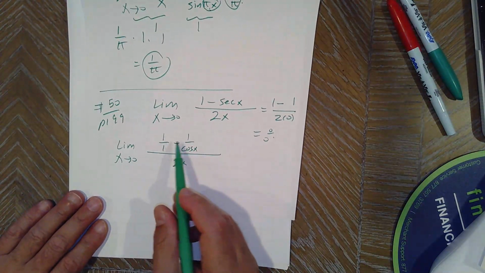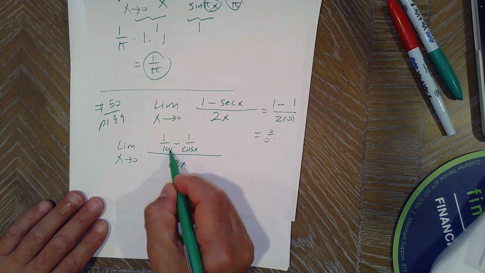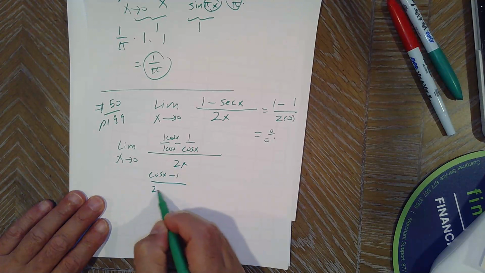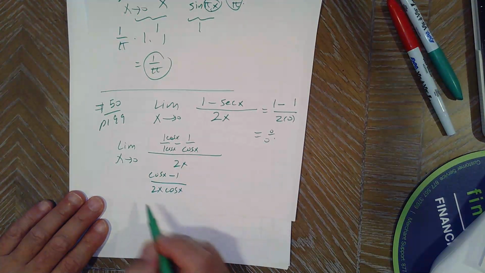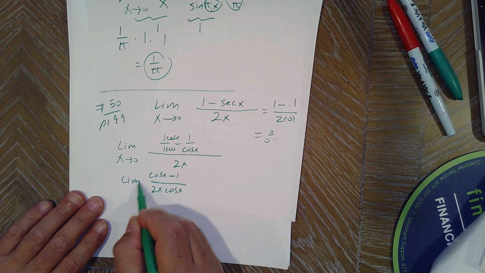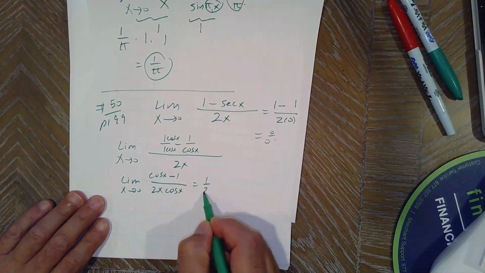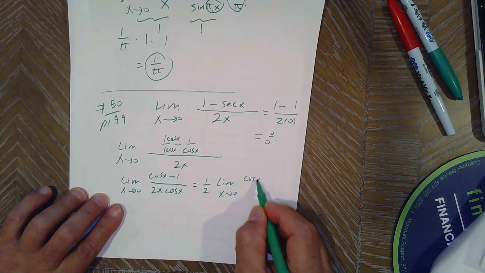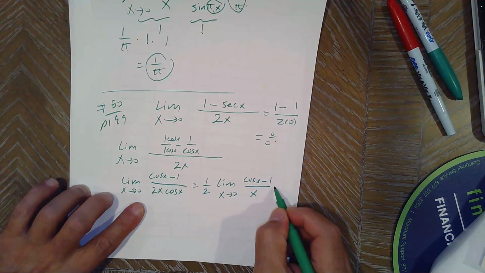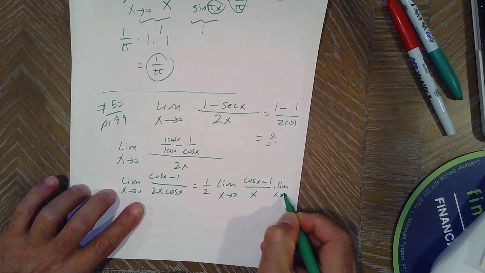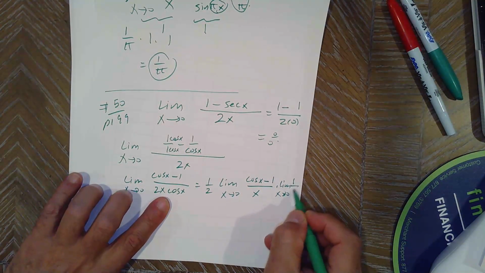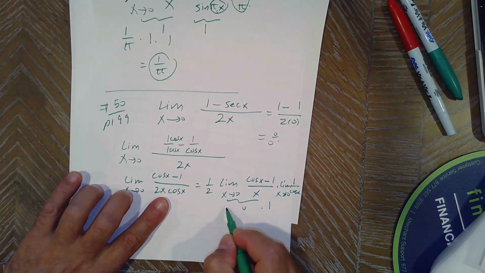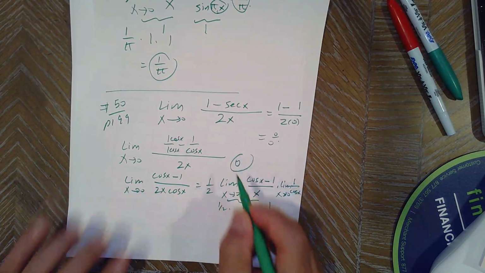And now you need to times this by cosine, so it would be cosine x minus 1 over 2x cosine x. The 2 will come out because it's a constant, so it's 1/2 times the limit as x goes to 0 of cosine x minus 1 over x, and then times the limit of 1 over cosine x. That's a 0, and that's a 1, and times 1/2, so the answer is 0.